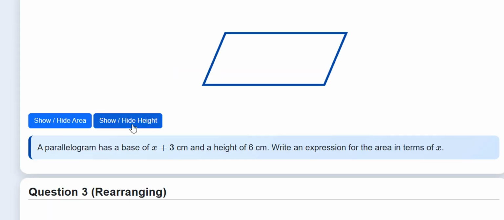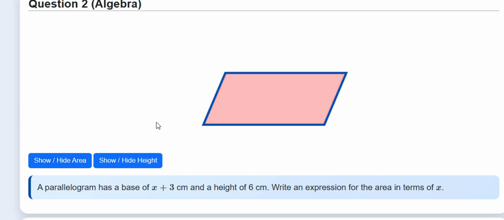Can we try another question here, where you are told a parallelogram has a base of x plus 3 centimeters and height of 6 centimeters. Write an expression for the area in terms of x. First of all, we said area is the region inside the shape you are given. In this case, it is a parallelogram. Then the height is that one. So now we are told to write an expression for the area in terms of x.